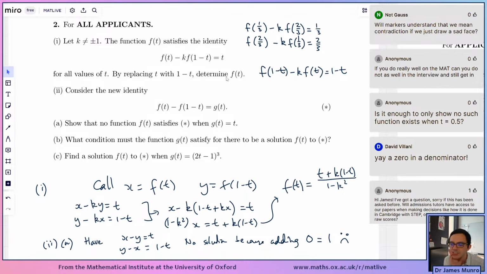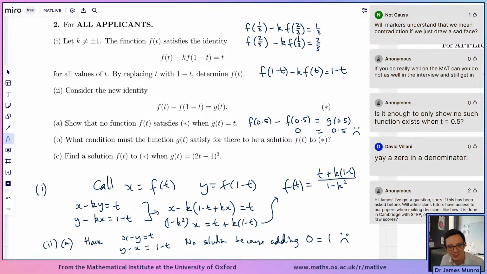Is it enough to show no function exists when t is 0.5? It's a good question. Very good question. So we'd have to have, in particular, at 0.5, any such function would have a value at 0.5, and then f of 0.5 take away f of 0.5 would be equal to g of 0.5. Well, that's a very good method. I like that a lot. So this will be 0 on the right hand side, but if g of t is t, then this is 0.5. Sad face.